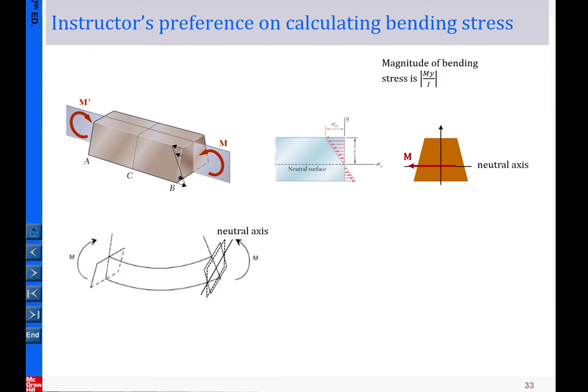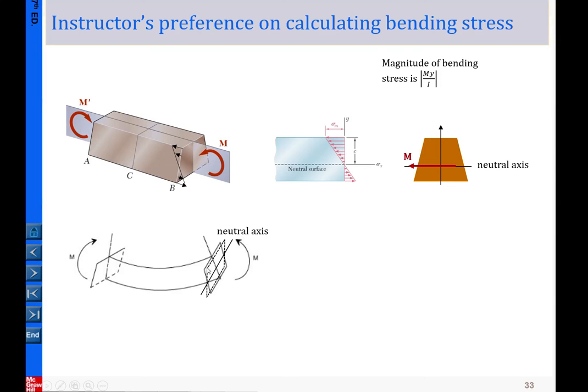Let us first review the calculations of the bending stress. Here we look at a beam with a symmetric cross section. Here I am showing a trapezoid. This pair of moments is going to curve up the beam like this. So on any cross section there is a distribution of the bending stress, because it curves up, we know the upper portion is in compression, and the lower portion is in tension.